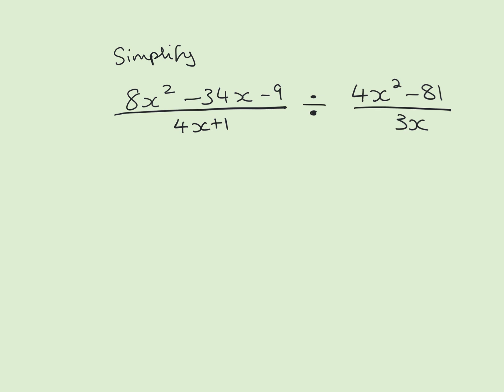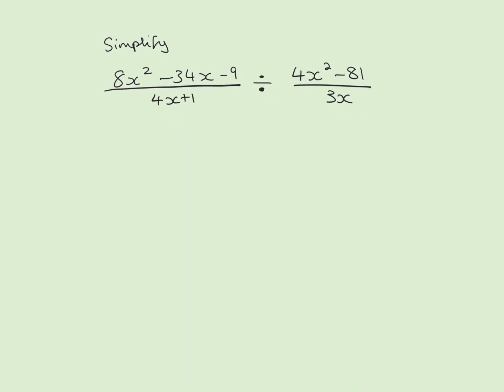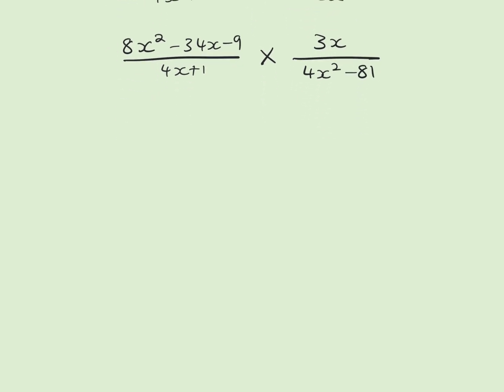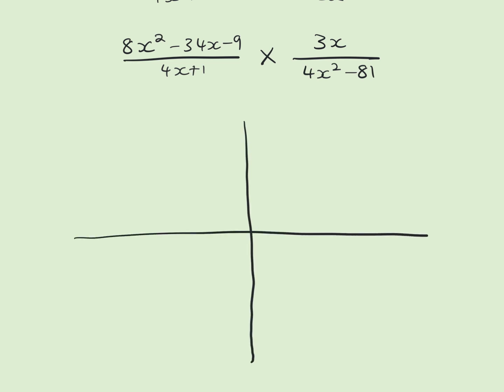Okay, so let's take one more example of division of fractions. So remember, for my step 1, I'm going to just rewrite it as 8x squared minus 34x minus 9 all over 4x plus 1. And we're going to put in a multiply sign because we're going to flip that second fraction. So you have 3x all over 4x squared minus 81. Okay, then what I'm going to do is factorize these, following the methods of multiplying fractions.